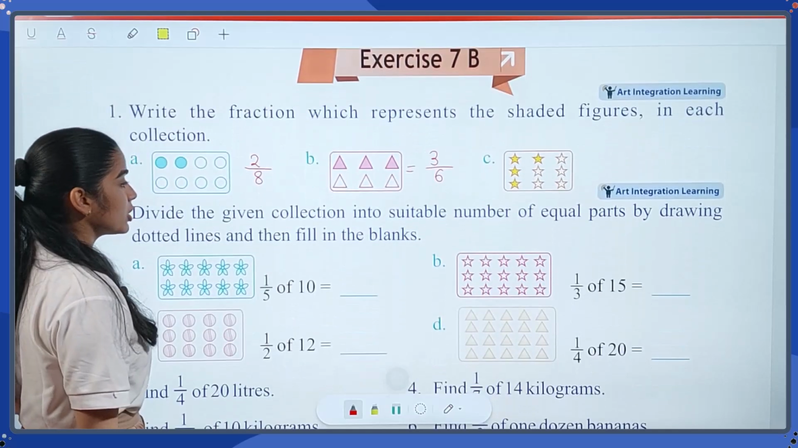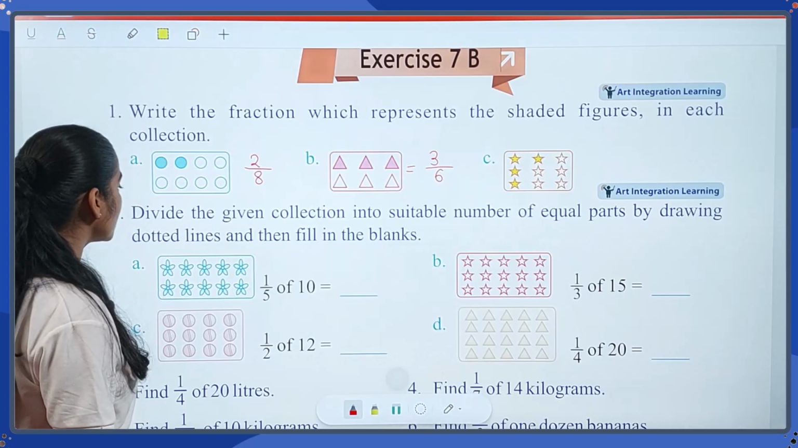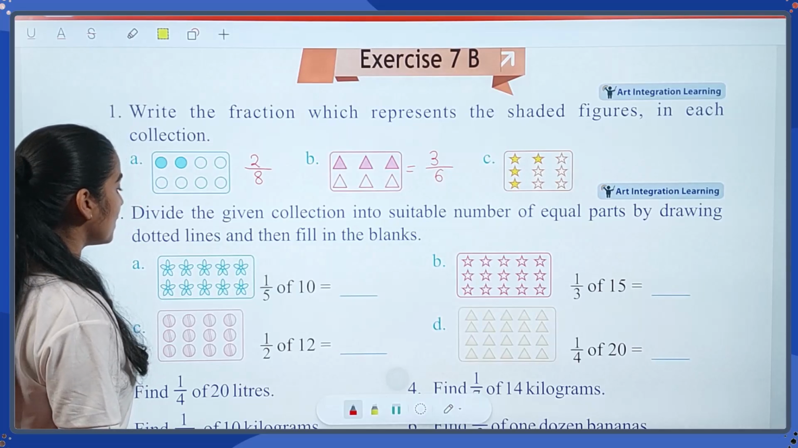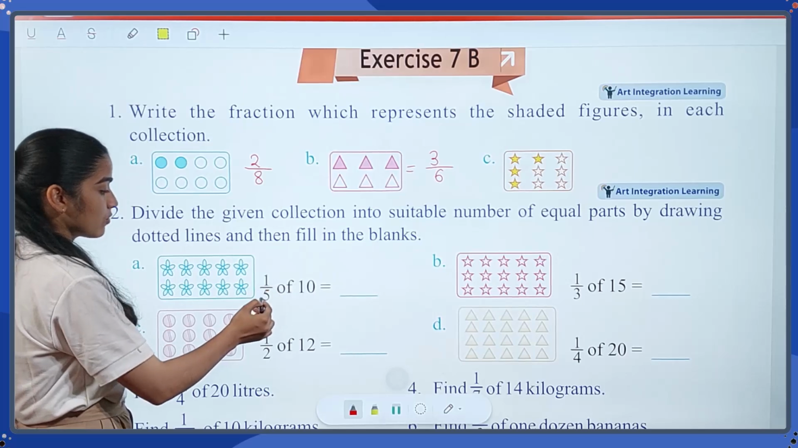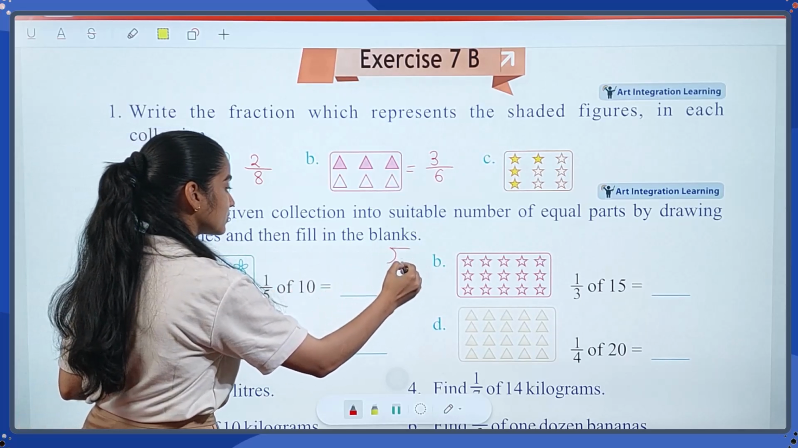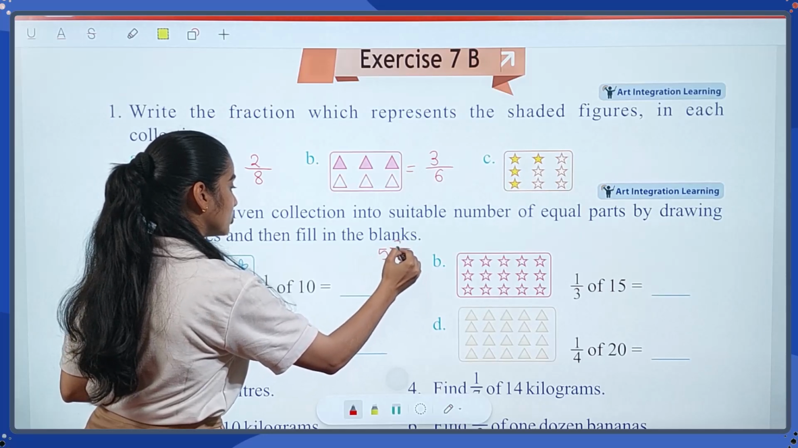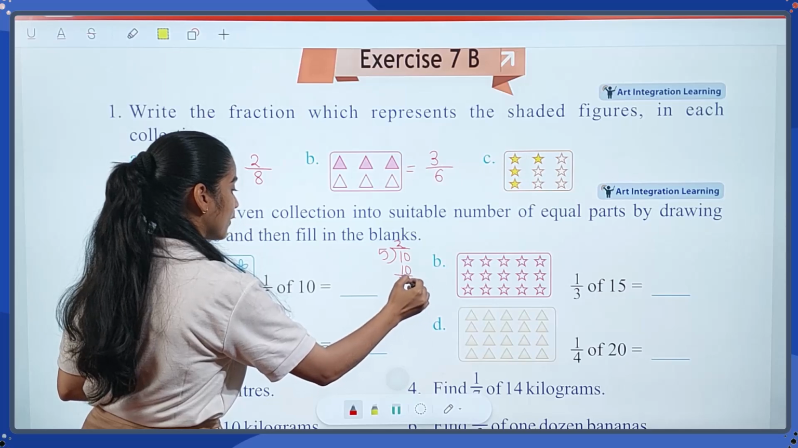Divide the given collection into a suitable number of equal parts by drawing dotted lines and then fill in the blank. So 1/5 of 10. So we have to divide 10 by 5, so I get here 2. You get 5 2s are 10.